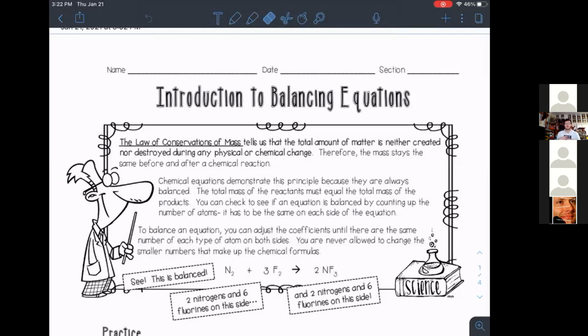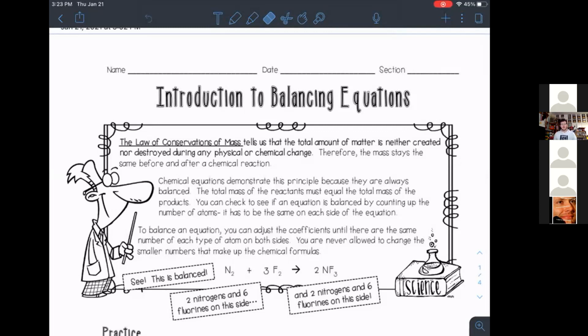So when we rip things, we change the shape, we actually make a chemical reaction happen. Nothing is going to change in terms of the amount of matter that exists. So therefore, the mass has to stay the same before and after a chemical equation, which is why we have to balance these chemical equations. So our chemical equations demonstrate this principle because they're always balanced, which means that the total mass of the reactants must equal the total mass of the products.